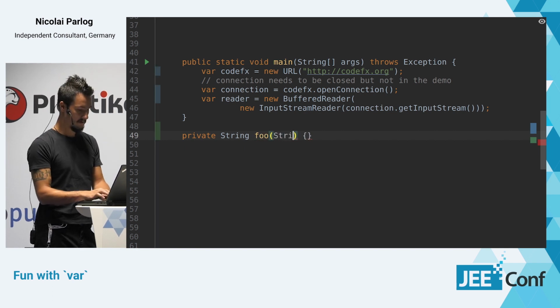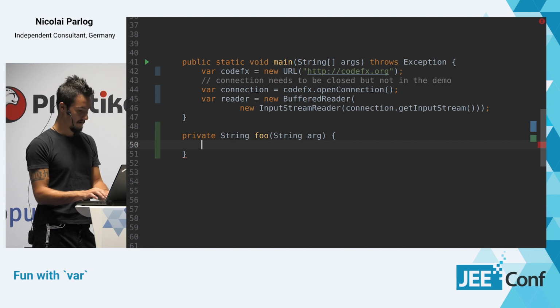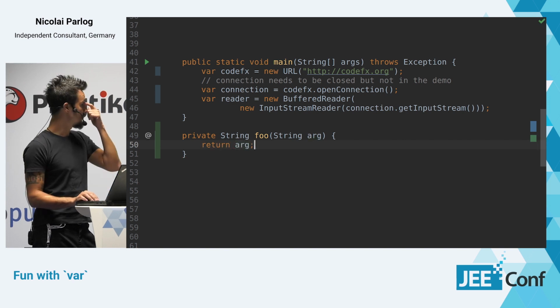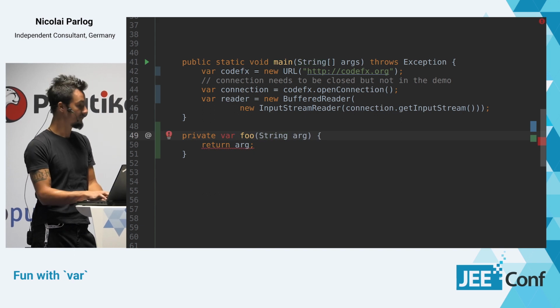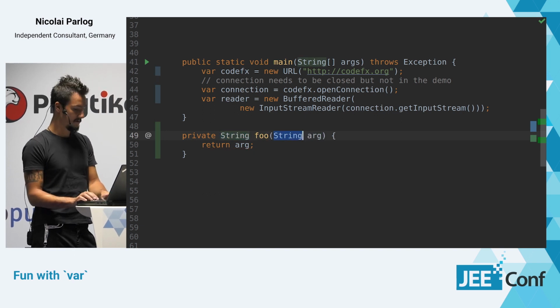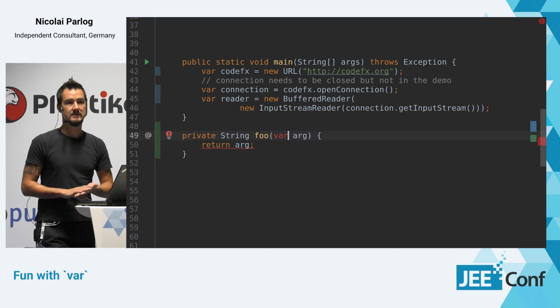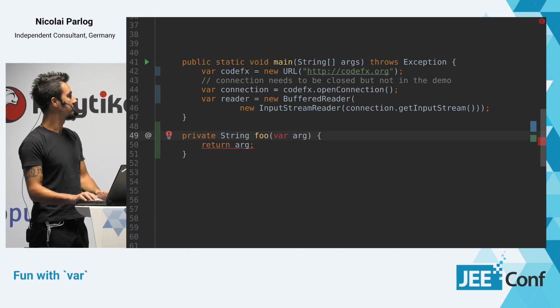Actually, it takes an argument. Let's say we have a method like this one. Where we cannot use var is here, for example. Nope, doesn't work. Doesn't work here either. Cannot use it for fields. You can really only use it for local variables.